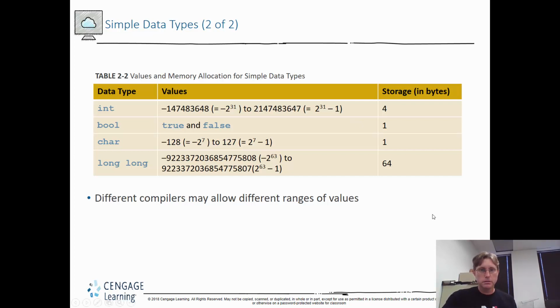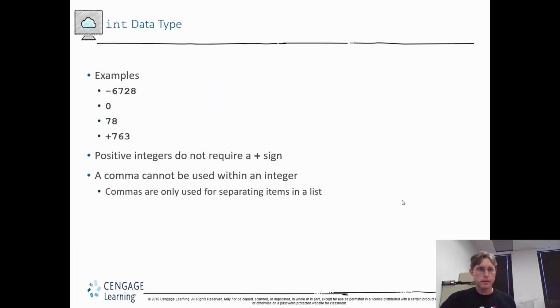And then a long is going to reserve more memory, basically. A lot of these things, at least the numbers, can be positive or negative. So for valid values, if it's a negative number, you just put a negative sign in front of it. If it's positive, you don't have to put a plus, but you can. Don't use any commas in your numbers in your programs. That'll mess things up. You just type the numbers, no commas.